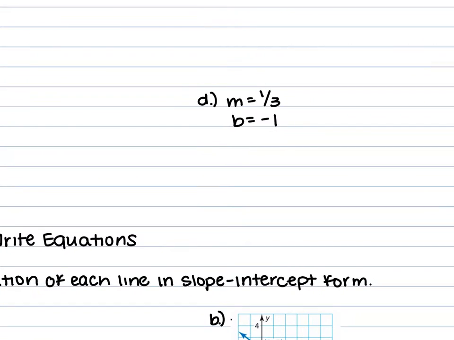For example D, we have a slope of 1/3 and a y-intercept of -1. So again, we can write this as y is equal to m, which is 1/3, times x plus b, which is -1. The positive and the negative next to each other just turns into a -1. So y is equal to 1/3 x minus 1.